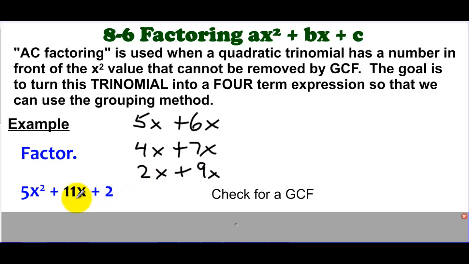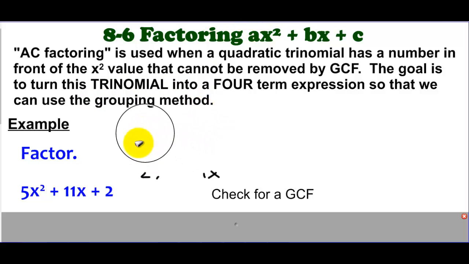And so by taking 11 and splitting it up into 2 parts, this thing would then read, for example, 5x squared plus 5x plus 6x plus 2. So we've turned it into 4 terms, and then we can just say, oh, I know how to do the grouping method, and we're going to use that to help us out. So really this lesson is about how do I split this 11 into 2 different terms. Which ones do I use? How do I know?